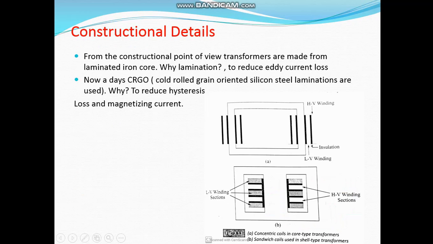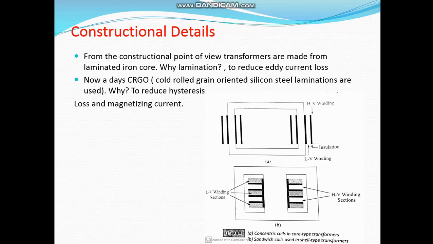So here we have already discussed the two types of construction of the transformer. The upper one is the core type transformer, and this is the shell type transformer. In the core type transformer, one window is there. In the shell type transformer, two windows are there. Here the winding is radially bound. The outer one is the high voltage and the inner one is the low voltage, because it is easy for insulation purposes. And here sandwiched winding is there.